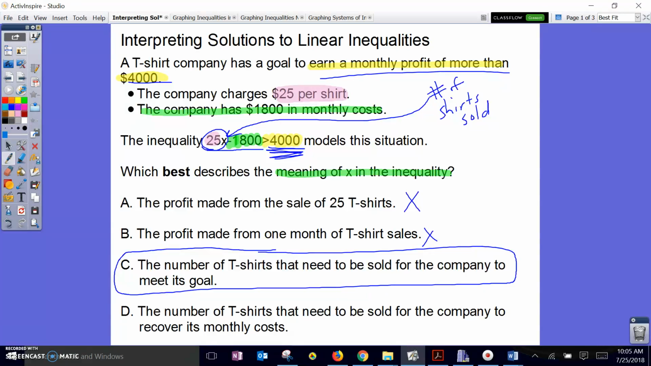An inequality that would have worked for D would have been something like 25x is greater than 1,800, because then you'd be looking at the revenue being greater than the monthly costs, and that would be an inequality that would represent the number of t-shirts that need to be sold for the company to recover its monthly costs. Alright, next example.